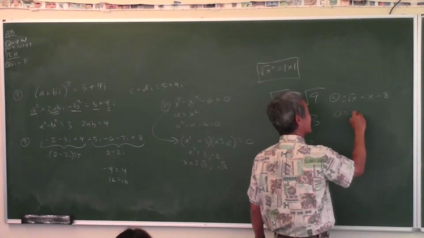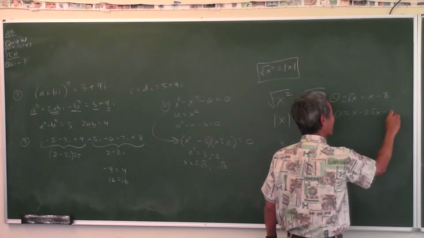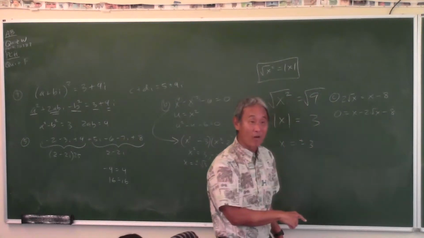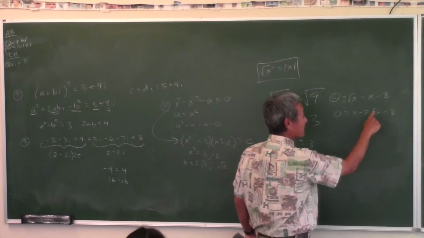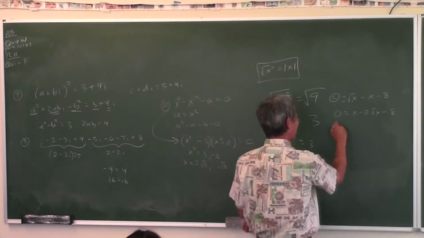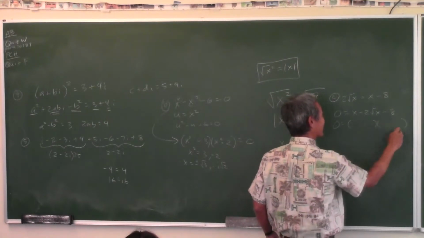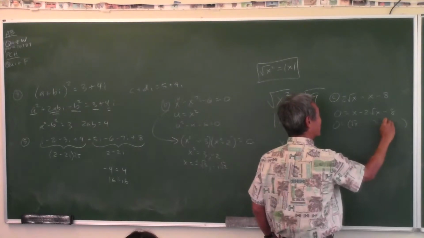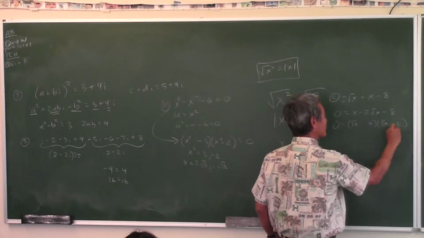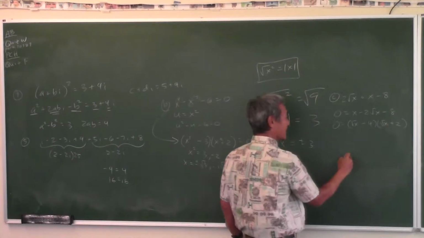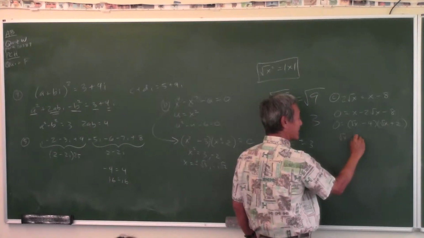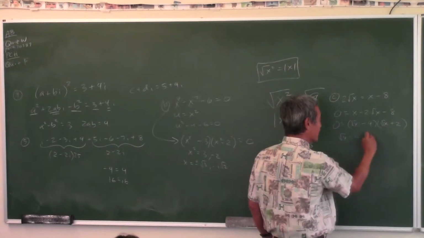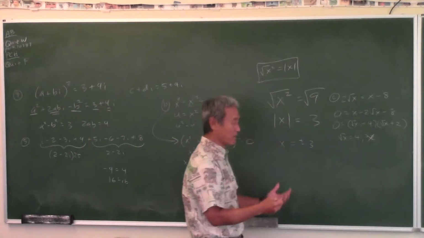Make one side 0. And then look, that has quadratic form, because this power is double that power, right? So you factor it like a quadratic. Root x and root x, 4 and 2, minus plus. That means the square root of x has to equal 4 or negative 2, but that's impossible. You cannot square root a number and get a negative, right?